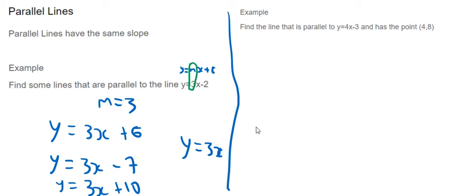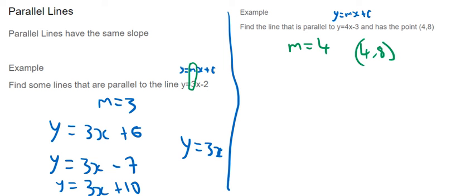Let's look at the second example then. Find the line that is parallel to y equals 4x minus 3 and has the point 4, 8. So this is a more specific line then. There's just one answer to this. If I write y equals mx plus c over that again, you should be able to read off that the slope in that is 4. So m equals 4, because there's a 4 in front of the x. Every line that's parallel to that has to also have a slope of 4. But this line that they're asking us for has the point 4, 8.